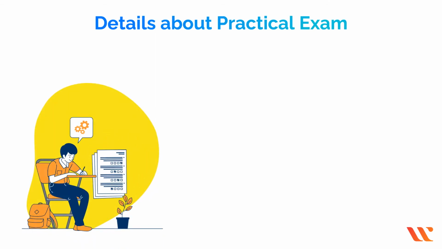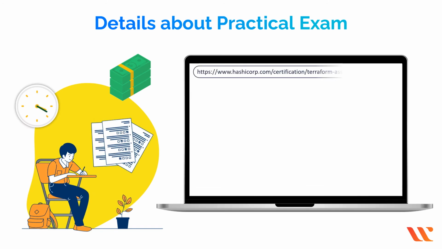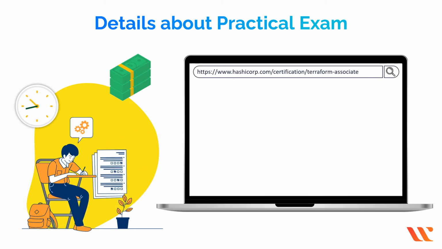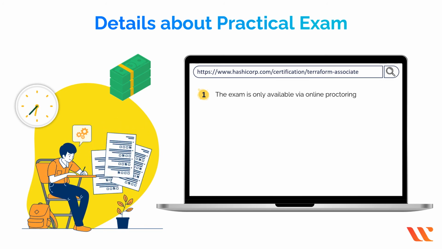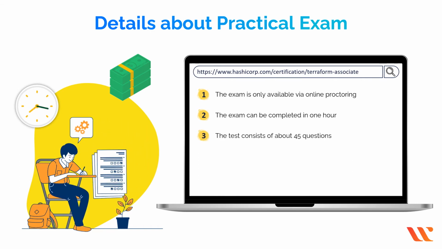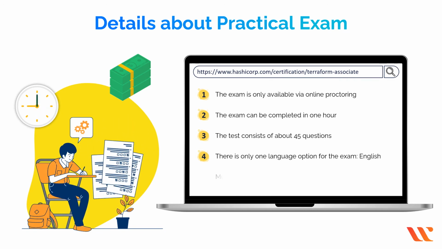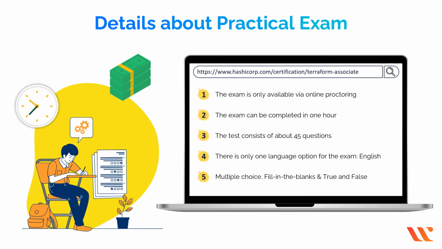Details about the practical exam: cost, timings, booking process. According to the official HashiCorp website, here are a few essential details about the exam. The exam is only available via online proctoring. You will need a webcam and a microphone. The exam can be completed in 1 hour. The test consists of about 45 questions. There is only one language option for the exam. Multiple choice, fill in the blanks, and true or false questions appear on the exam. If you worked with Terraform before, it will be a lot easier.